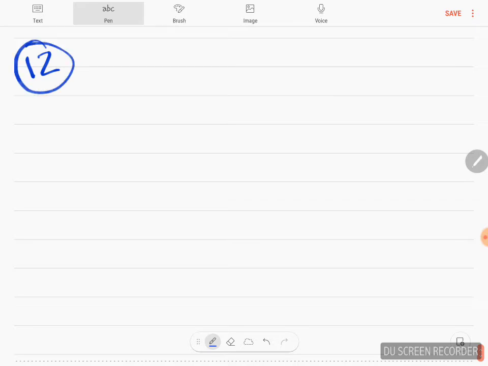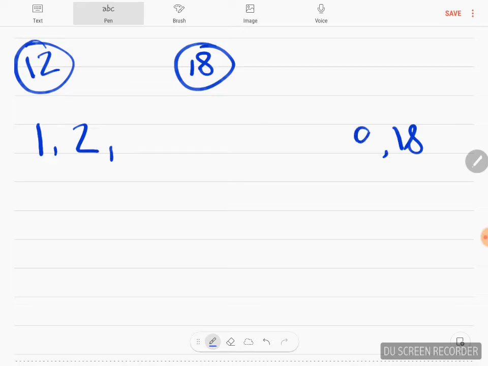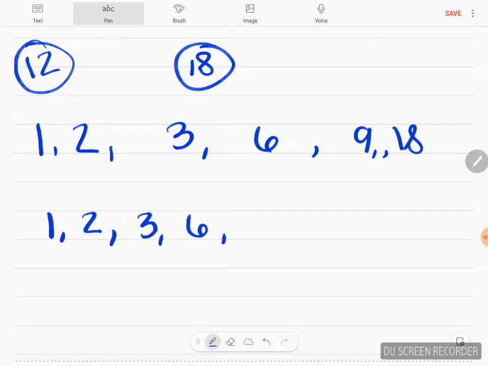Number 12. It says, list the whole number factors of 18. Now, you guys, don't get this confused for prime factorization. We're listing the factors of 18. So what two numbers, when we multiply them, give us 18? So we have 1 times 18. We have 2 times 9. And what else? We have 3 times 6. So our answer is 1, 2, 3, 6, 9, 18.